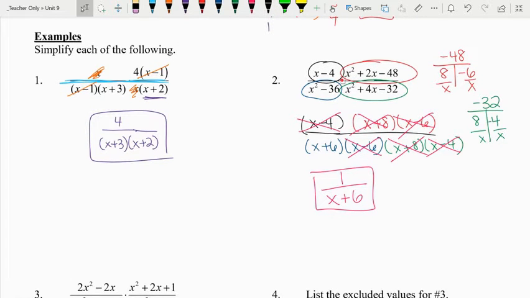Now, technically with all of these, we should talk about what all of our excluded values are. So for the first one, x cannot equal negative 3 or negative 2. And in this one, x cannot equal negative 6. Remember, all we have to do is say that the denominator is equal to 0, and that's what x can't be.